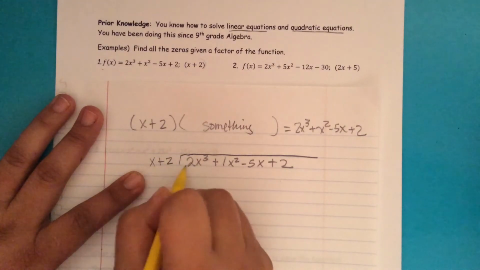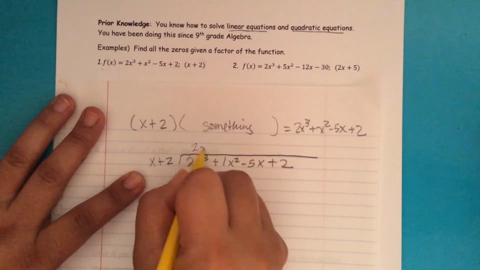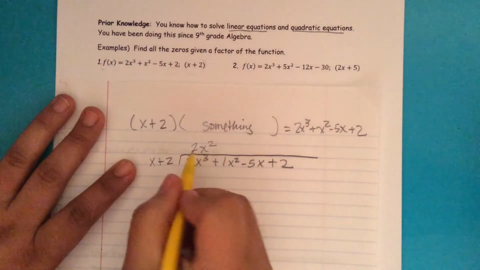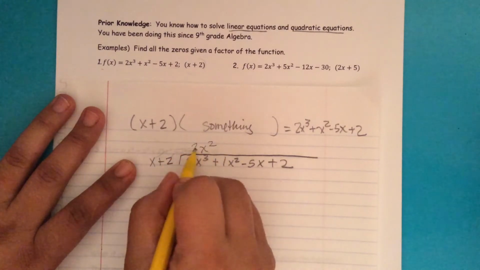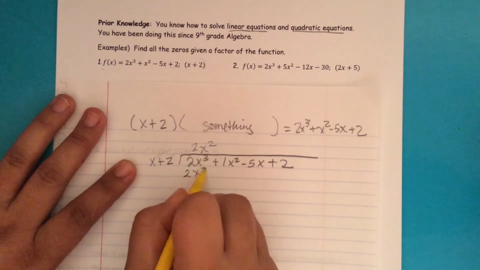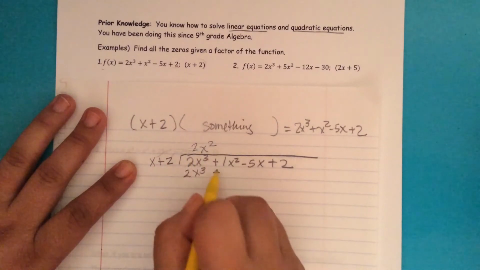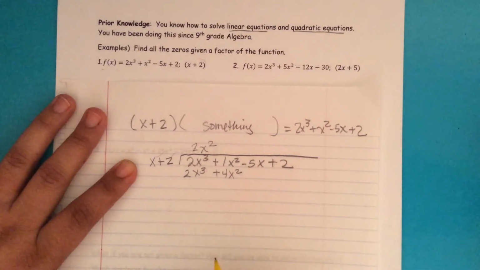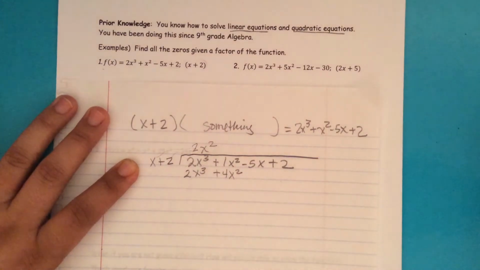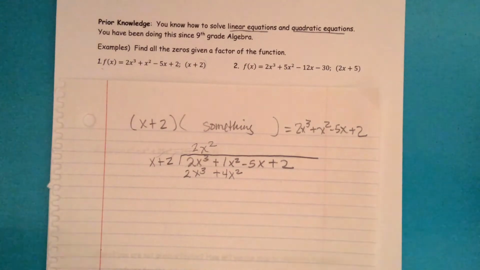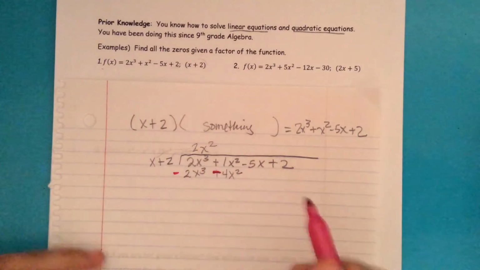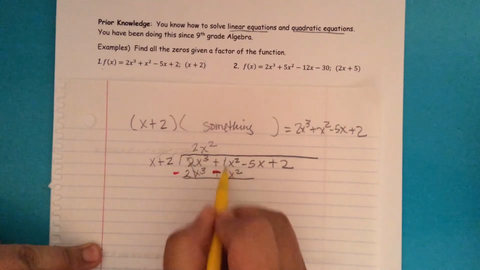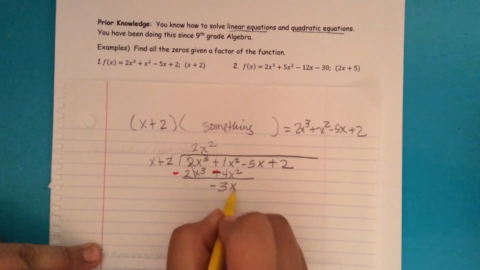So x goes into 2x cubed, 2x squared. And then you have to multiply this one with both of these. So you have to multiply with that one and that one. So that's going to be 2x cubed, and then 2 and 2 is positive 4x squared. Okay? So now what you need to do is change the sign. So you go minus, minus. On both of them, you have to change the sign. So then these cancel, and 1 minus 4 is negative 3x squared.